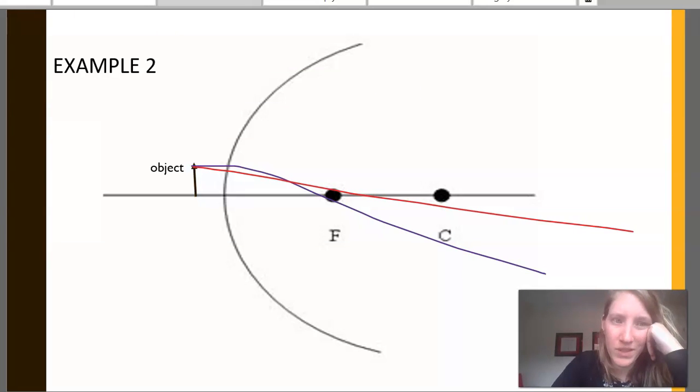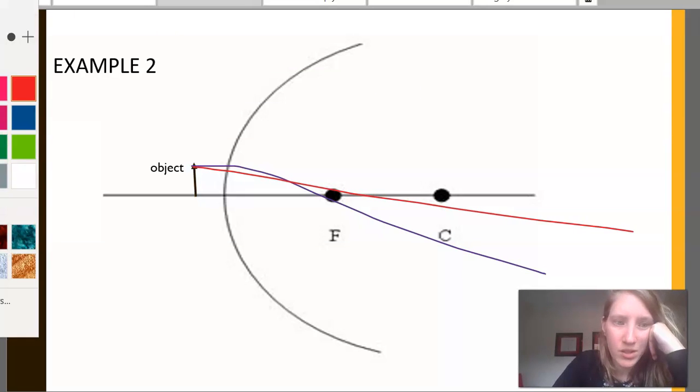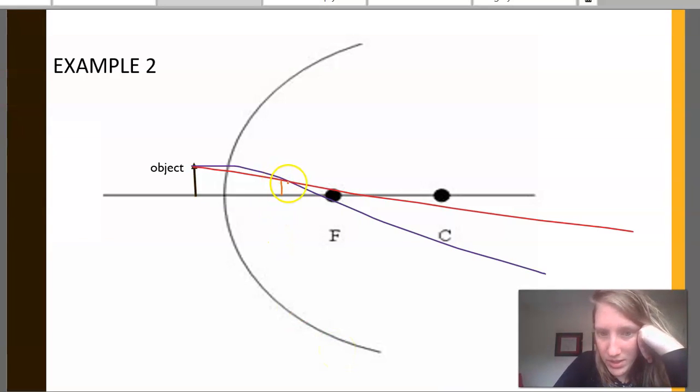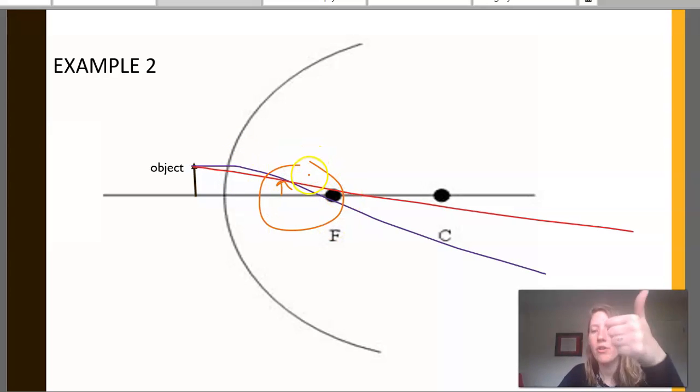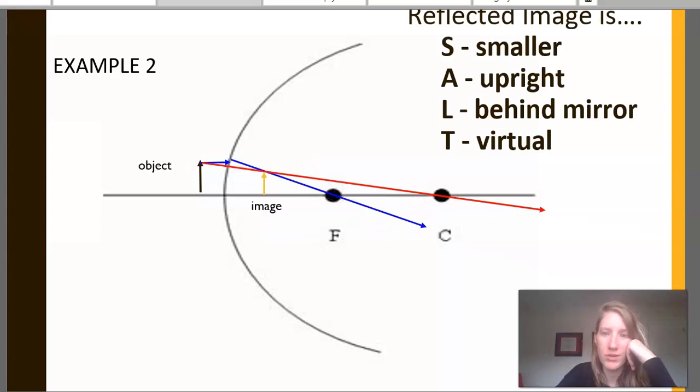And you see, even though I did a terrible job at that, we're still going to get a smaller object where they both intersect, which they kind of intersect right there. Where your red and blue lines intersect, this is your object. It's still smaller, upright, virtual, behind the mirror. There we go, smaller, upright, virtual, behind the mirror.